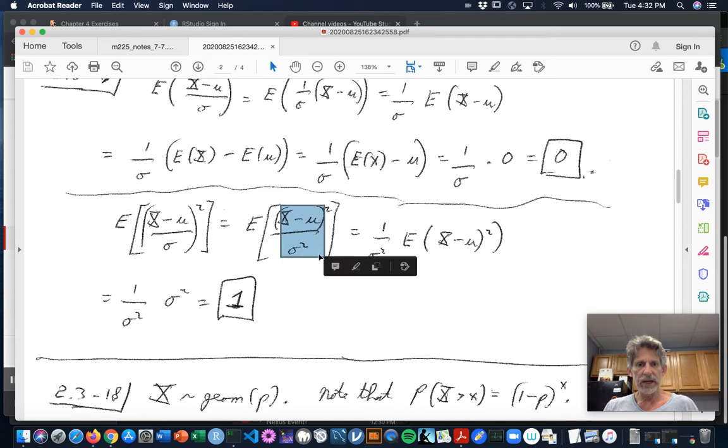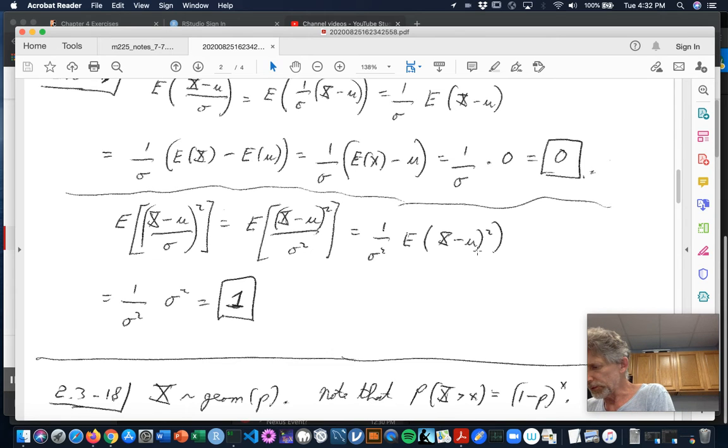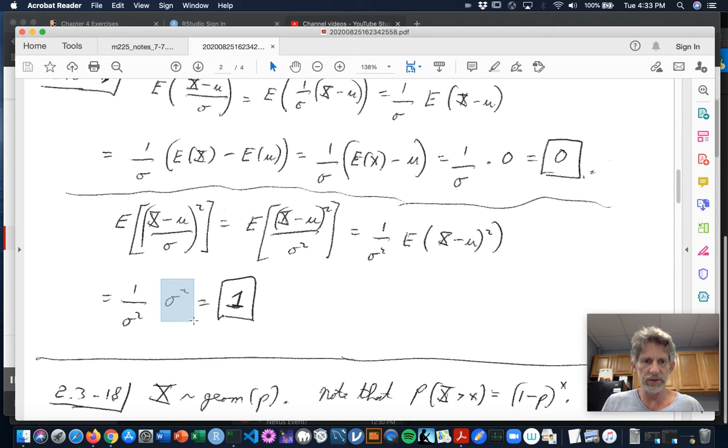Square in the top, square in the bottom. Linearity says I can factor out the 1 over sigma squared. It's constant. And then I'm looking at this. But wait a minute, I'm missing a parenthesis there. Let me stick the parenthesis in. There should be a parenthesis right here to match this parenthesis right here. Here we go. And anyway, this would be exactly the definition of the variance of X, which is sigma squared, the notation for variance. Sigma squared over sigma squared is 1.